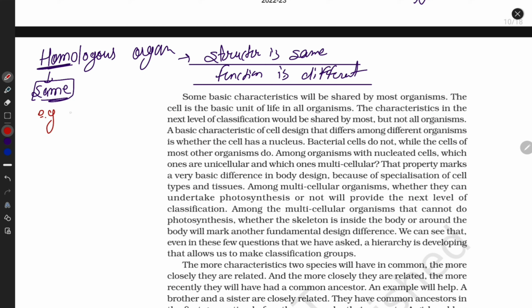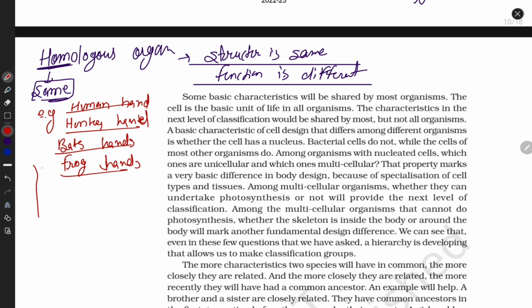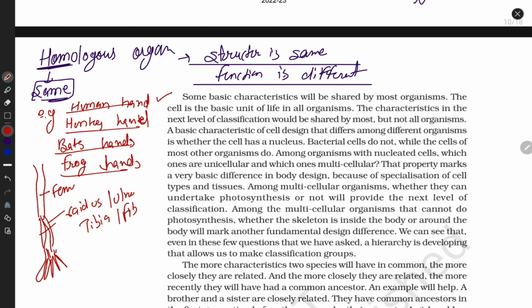I give you an example. Look, human hand, monkey hand, bat's hands, frog hands. Their origin, their hands' origin is same. They have long femur, then fibula, carpals, metacarpals, phalanges. Okay, this human hand also contains these things: radius, ulna, tibia, fibula, femur, humerus, carpals, metacarpals, and phalanges.